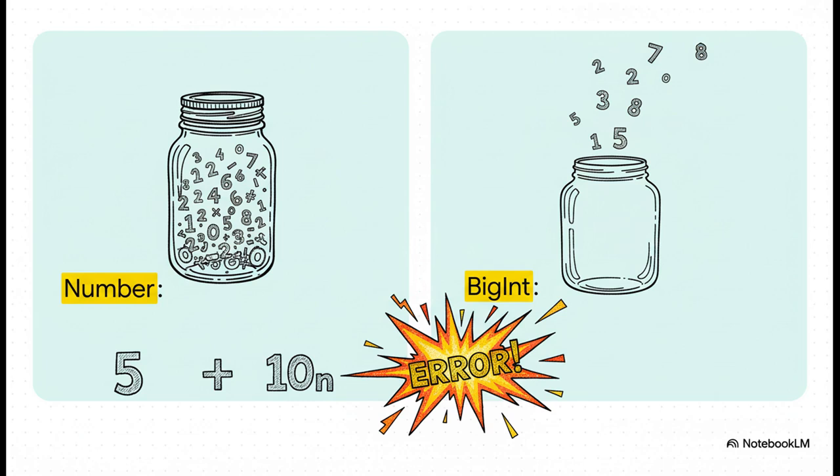But the most important thing, the real takeaway from this slide, is that you absolutely cannot mix them together in math operations. If you try to add a number and a BigInt, JavaScript will throw an error. You have to be explicit and convert one to the other first.